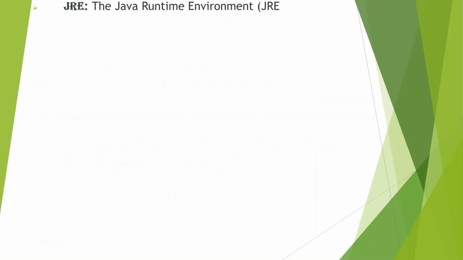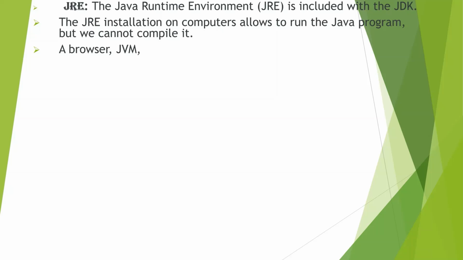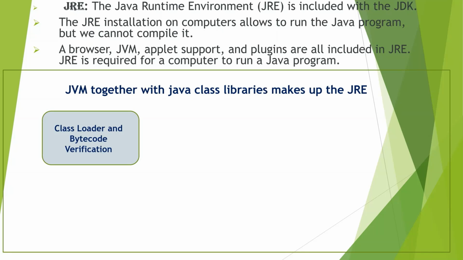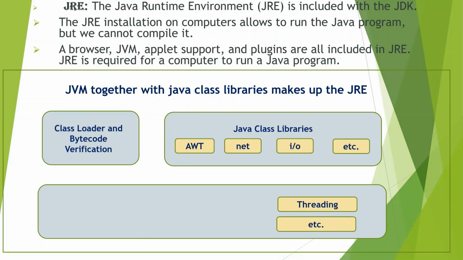JRE. The Java Runtime Environment is included with the JDK. The JRE installation on our computer allows us to run the Java program, but we cannot compile it. A browser, JVM, applet support, and plugins are all included in the JRE. JRE is required for a computer to run a Java program. In the given image, we can see that the JVM together with the Java class libraries makes up the JRE.